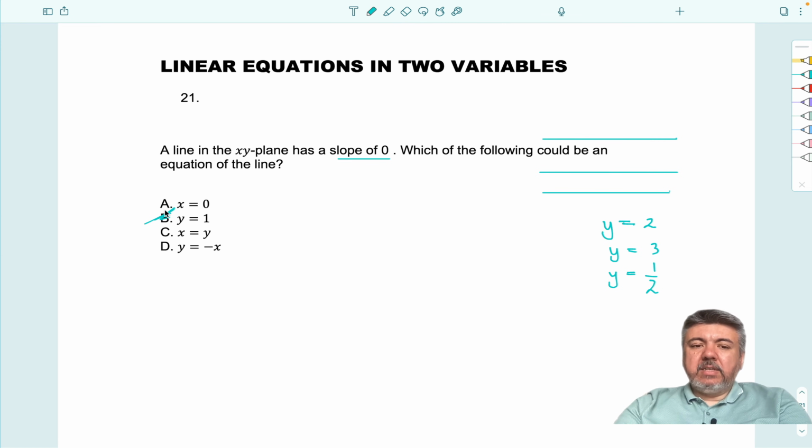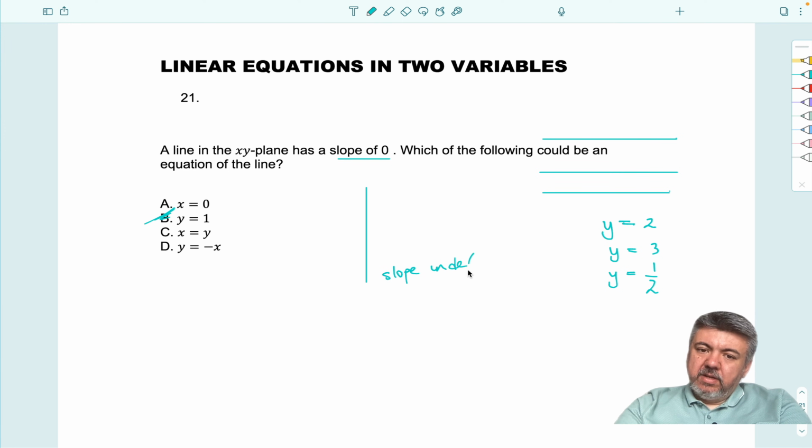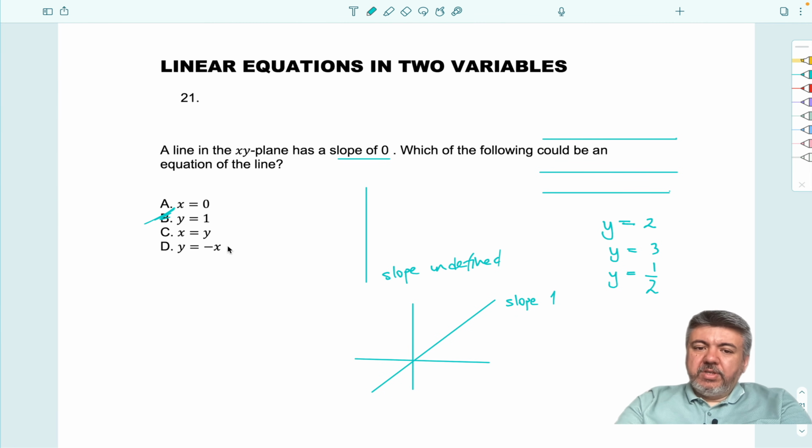For example, x equals 0 is a perpendicular line, slope undefined, not 0. Choice C is y equals x. Slope is not 0, slope is 1. Choice D is y equals negative x. Slope is not 0, slope is negative 1. So the correct answer is y equals 1, a horizontal line with slope 0.